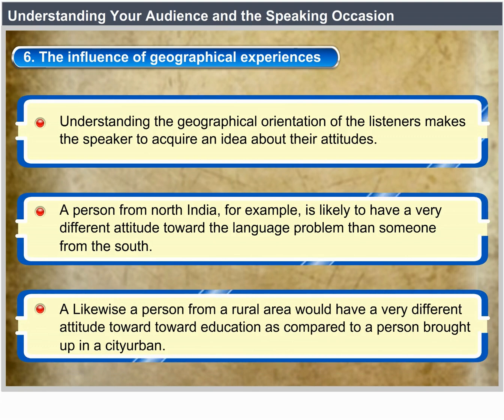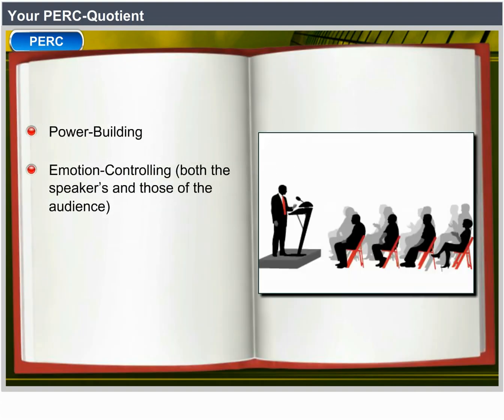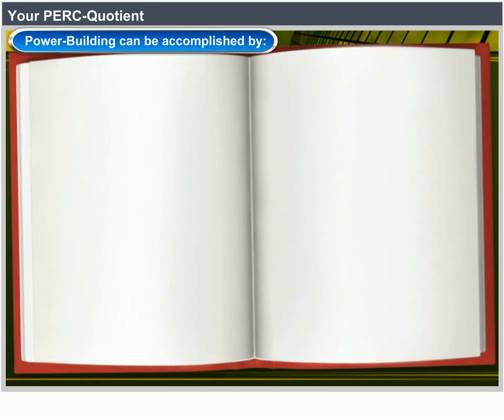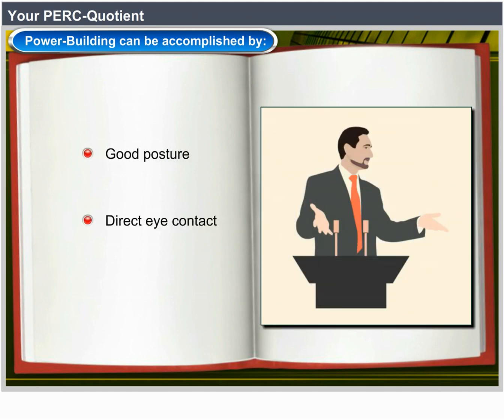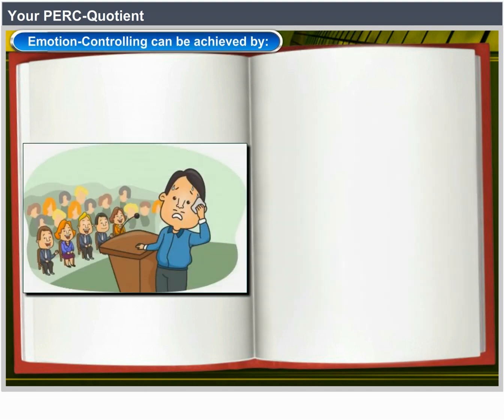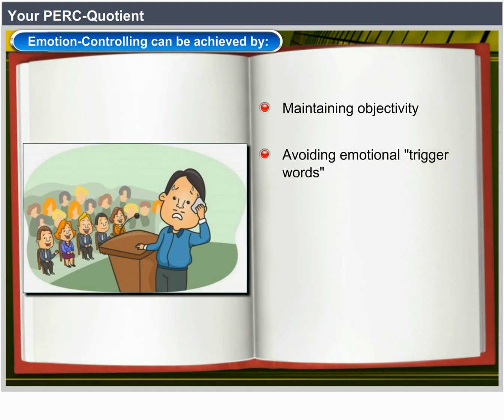Your PERC quotient. PERC: Power building, Emotion controlling both the speaker's and those of the audience, Relationship development with the speaker's audience, Credibility maintenance. Power building can be accomplished by good posture, direct eye contact, dynamic delivery. Emotion controlling can be achieved by maintaining objectivity, avoiding emotional trigger words, not pressurizing your audience, avoiding defensive communication, not taking yourself too seriously.